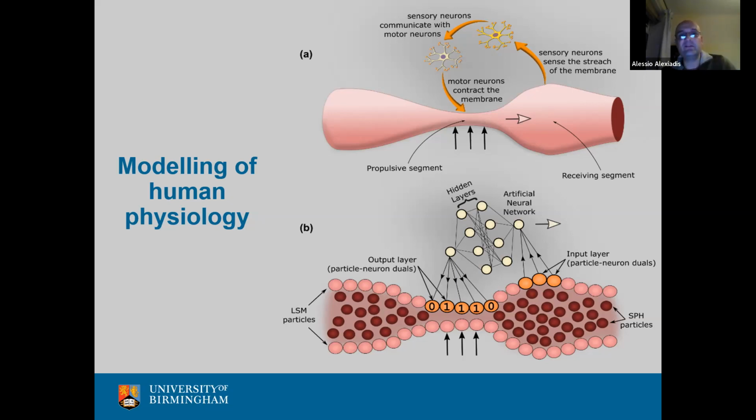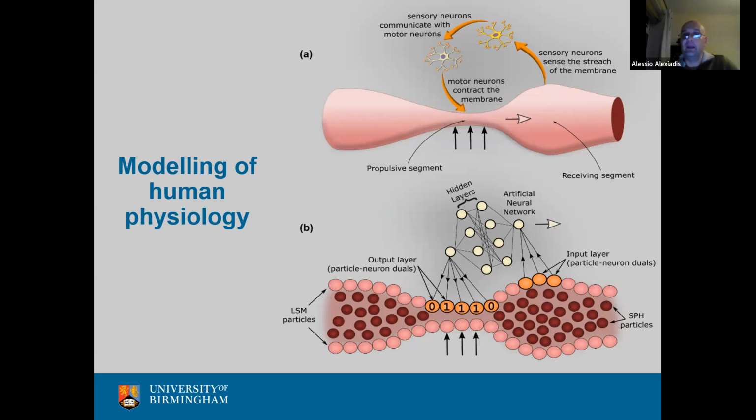In this particular case, for instance, we have a segment of the intestine. And on the intestine, there are sensory neurons that measure the stretch of the membrane. They communicate with the motor neurons that contract the membrane. Now, the idea is to use an artificial neural network to model not the real neural network, of course, because they won't match, but just to model the input and the output, just to mimic the effect of the real neural networks on the model. So we are not trying to model the neural system here, but just the effect on that.